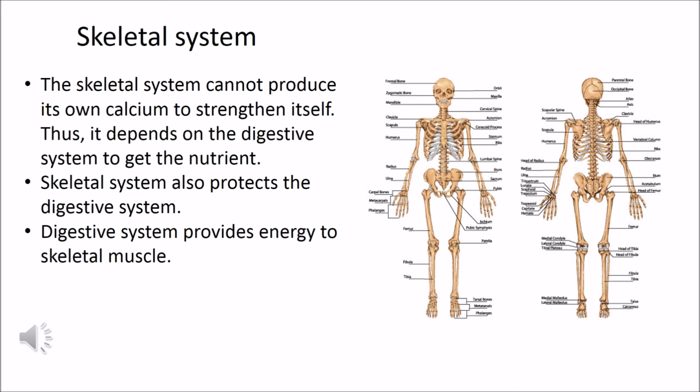to strengthen themselves. Besides that, the skeletal system also protects the digestive system by covering it and acts as a shock absorber and prevents mechanical and stressful damage to the interior parts of the body. The digestive system provides energy that skeletal muscle requires for its various needs, such as muscle contraction to move the food.